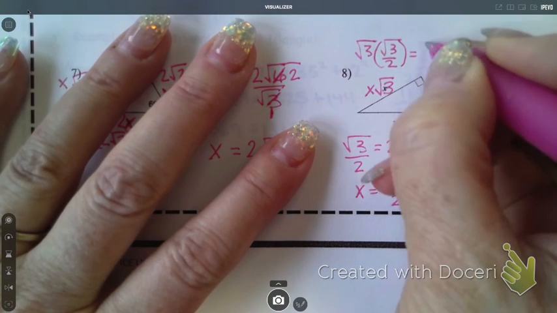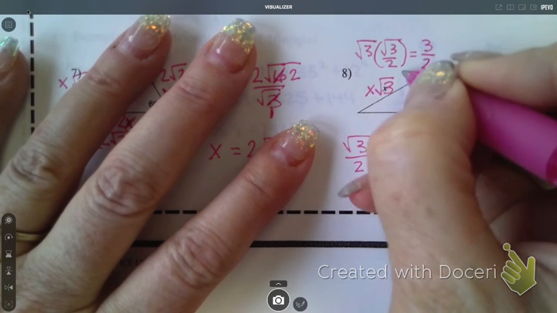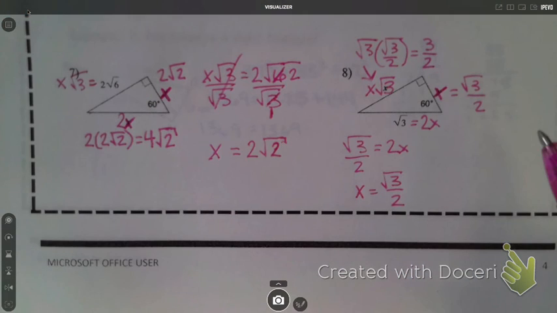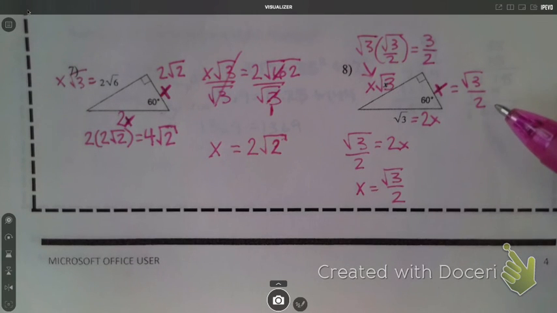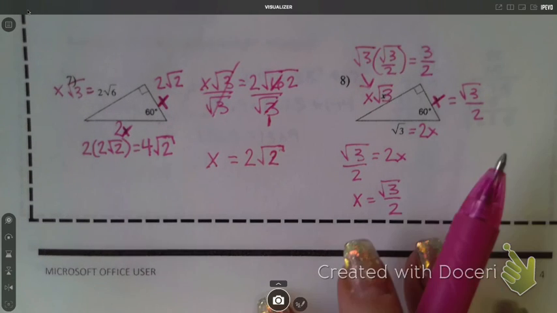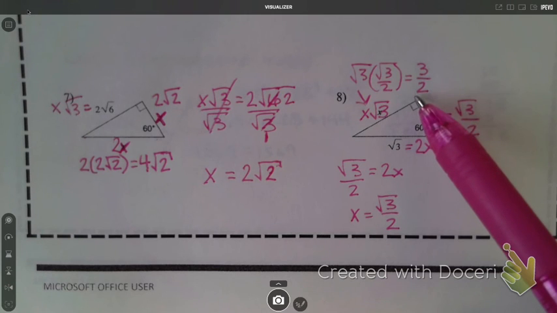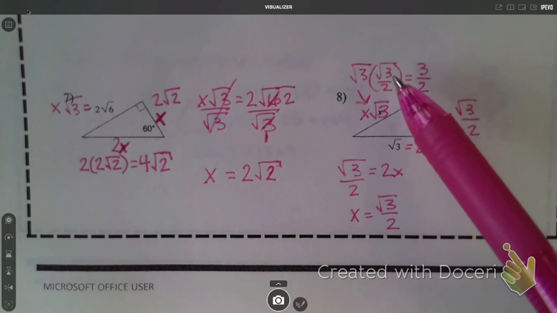Is this homework? Yep. Okay, so for the x, you should have got square root of 3 over 2. And for across from the 60, it should all reduce to 3 over 2, because the square root of 3 times the square root of 3 is 3.